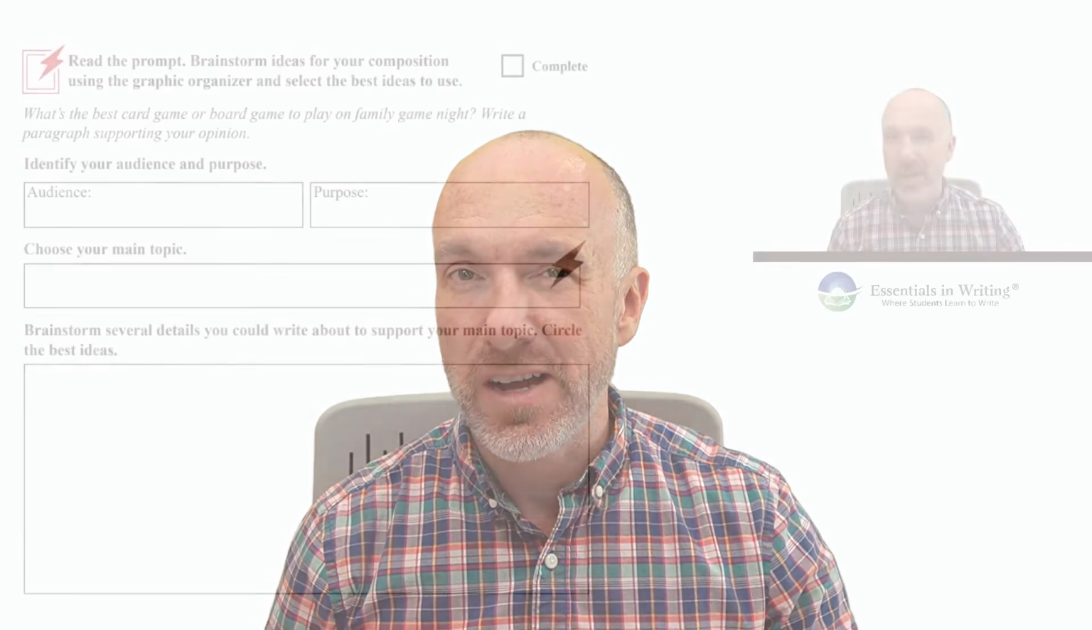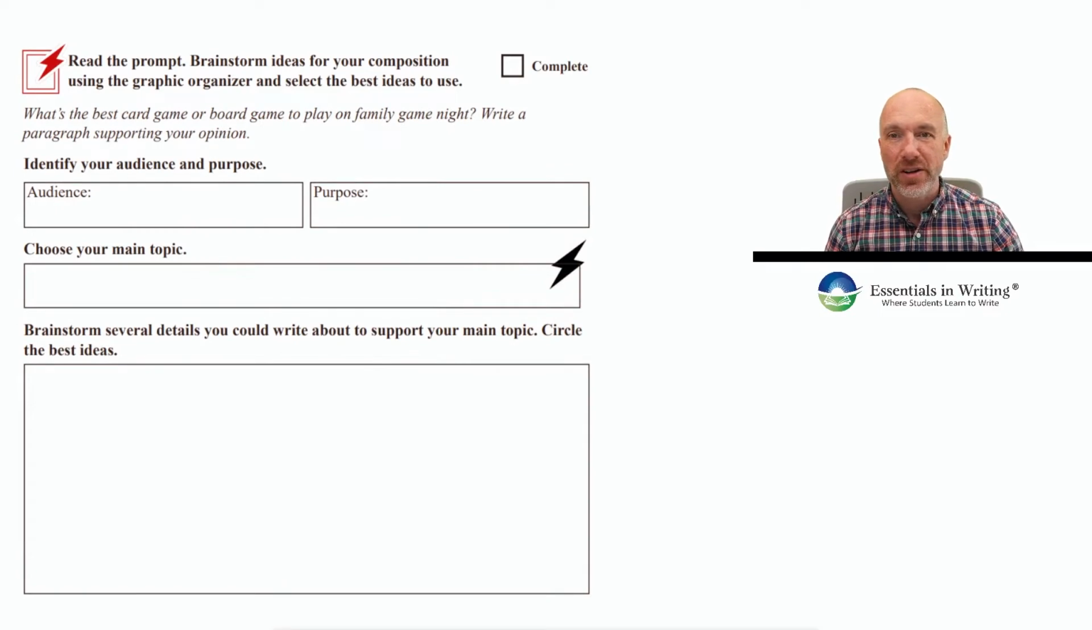So let's check the composition today and see what we have here. Since this is a persuasive paragraph, we're basically going to try or attempt in our writing to convince the reader to agree with our opinion or to take an action. So we'll have to determine which one it is in this one, but let's read the prompt together. What's the best card game or board game to play on family game night? Write a paragraph supporting your opinion.